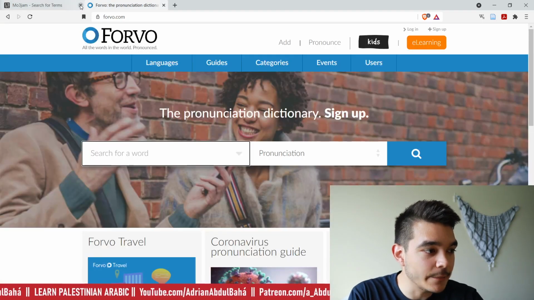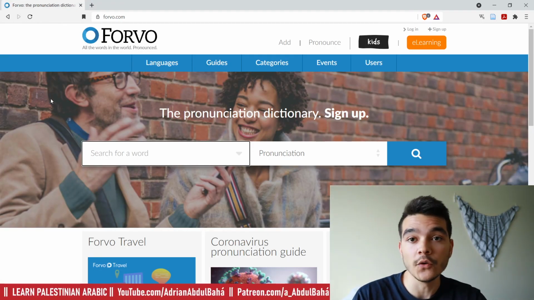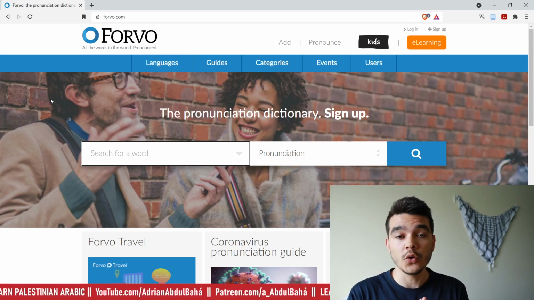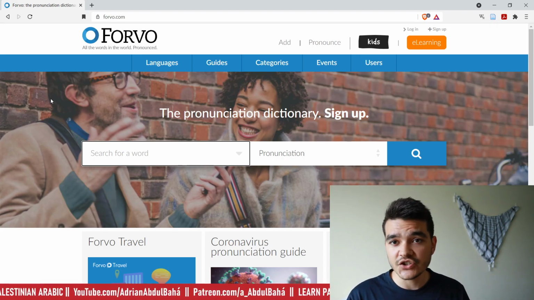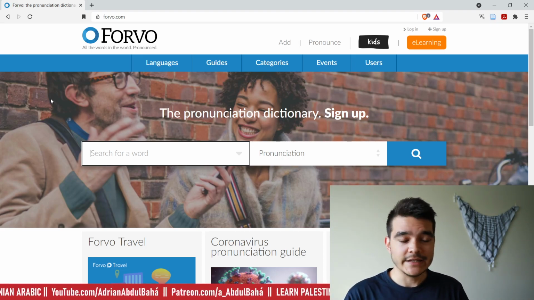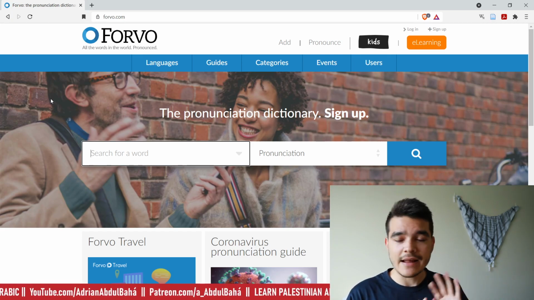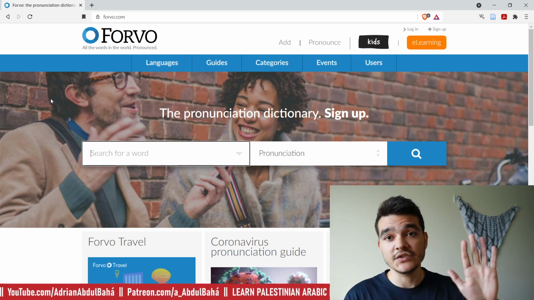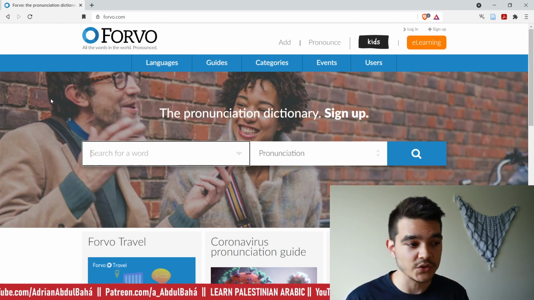And last but not least, Forvo. So you may or may not have heard of Forvo. Forvo, as it says, pronunciation dictionary. That's what it is. It doesn't have definitions. It doesn't have the meaning. It doesn't have any of that. It's just pronunciations of pretty much all the words that you could think of.